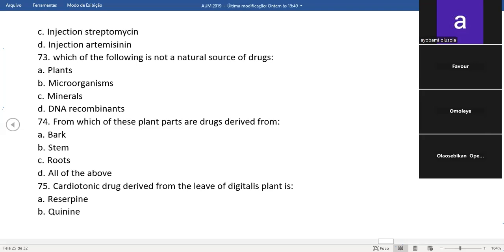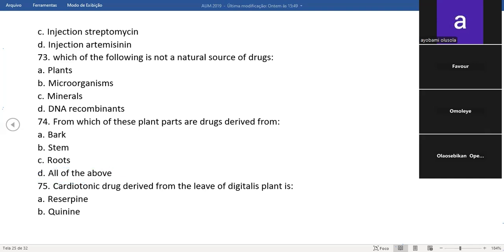Which of the following is not in DNA recombinant? Recombinant D, correct. From which of these plant parts are drugs derived from? All of the above. They can be derived from the bark, from the stem, from the roots, even from the leaves.